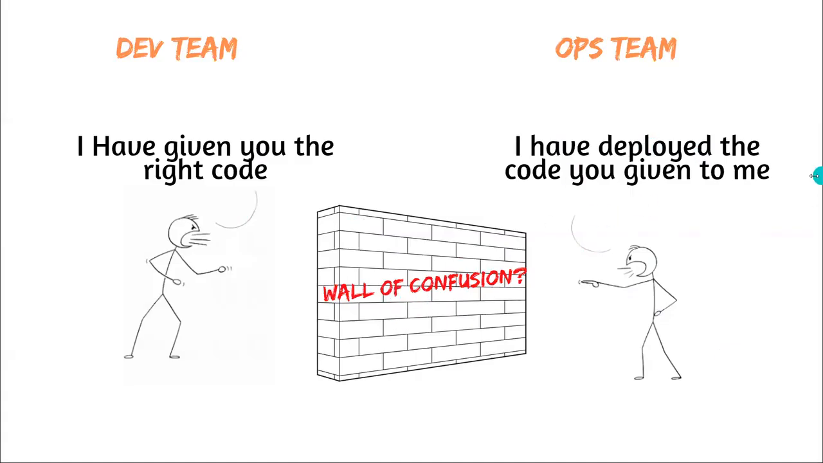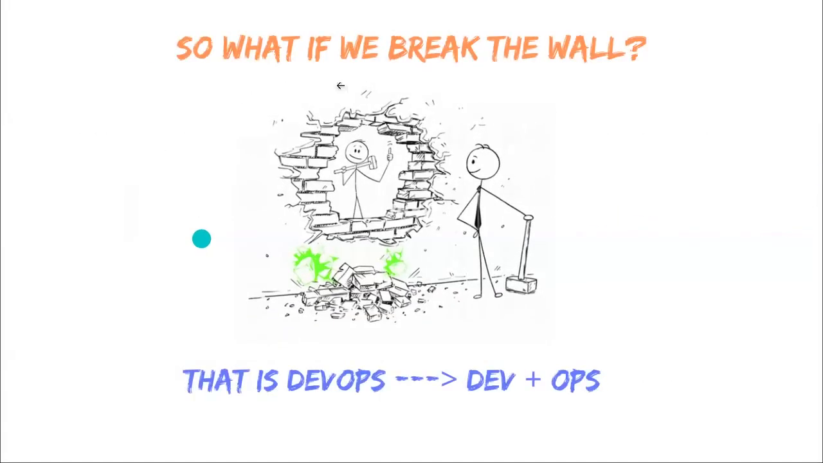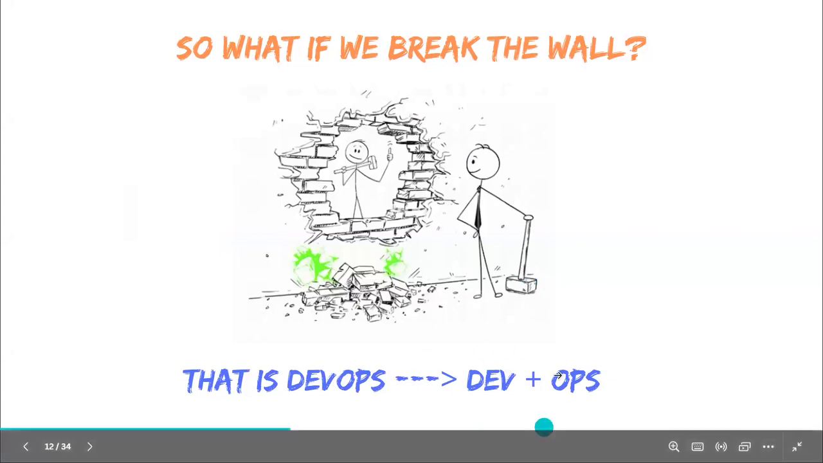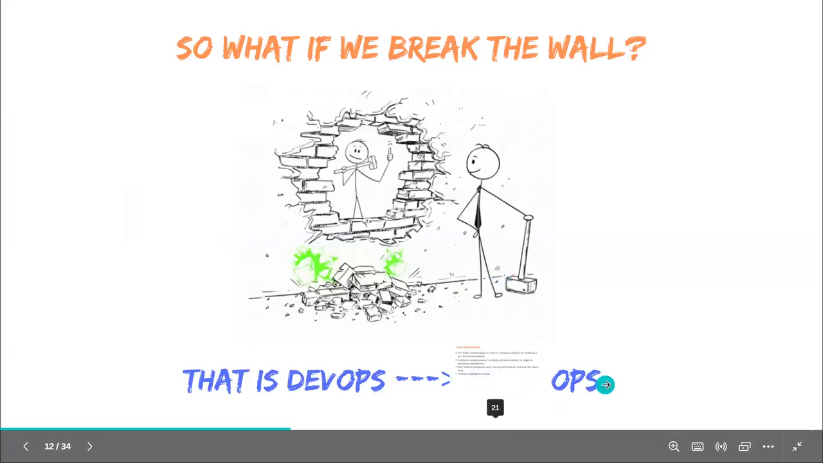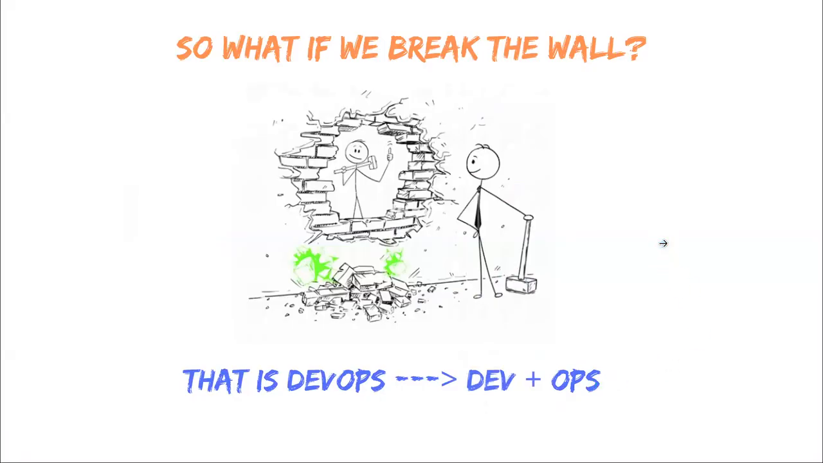Now, if they remove the wall of confusion between them and start working together, that is exactly what we can call DevOps. When development people and operation people work as a single team, that is the formation of DevOps actually. Here you can see Dev plus Ops. This is the way this team has been created.